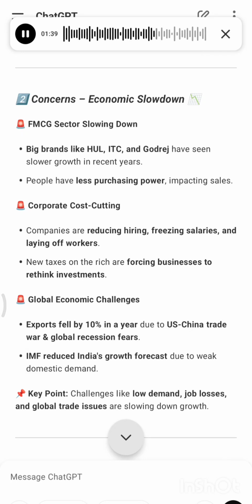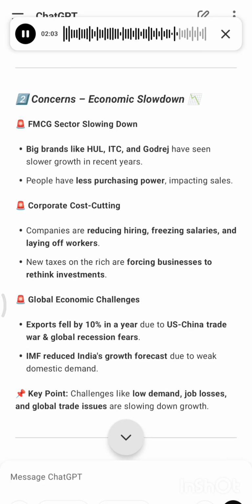Corporate cost cutting: companies are reducing hiring, freezing salaries, and laying off workers. New taxes on the rich are forcing businesses to rethink investments. Global economic challenges: exports fell by 10% in a year due to US-China trade war and global recession fears. IMF reduced India's growth forecast due to weak domestic demand.